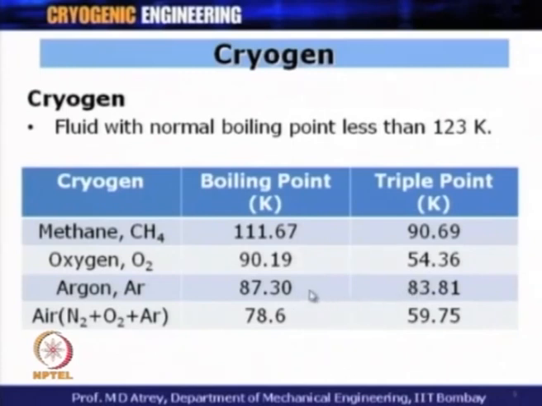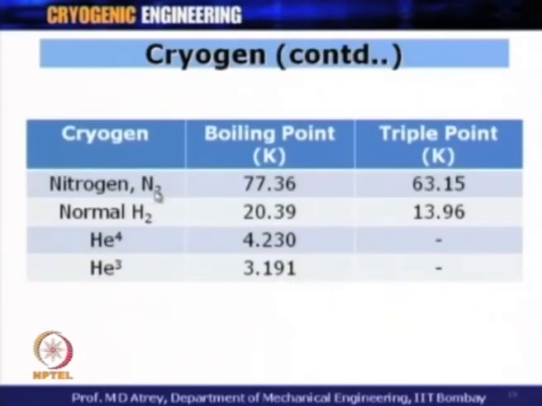Note that there is only 4 Kelvin difference between the liquefaction or boiling point and the solidification point. Air, which is a mixture of so many gases, has a boiling point of 78.6. Note that 78.6 is very close to 77.36, which is the boiling point of nitrogen, and its triple point is 59.75 Kelvin. Similarly, nitrogen is 77.36 with a triple point or solidification point at 63.15, and hydrogen has a boiling point of 20.39 Kelvin with a triple point of 13.96 Kelvin.